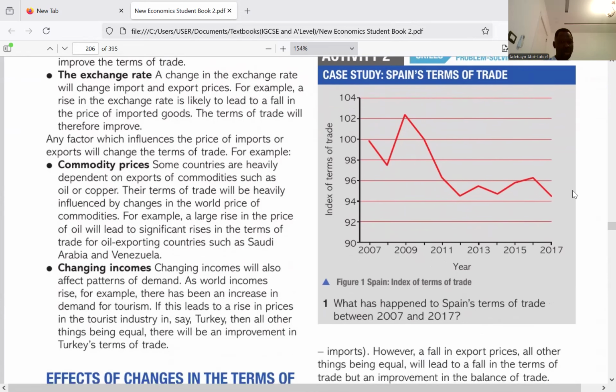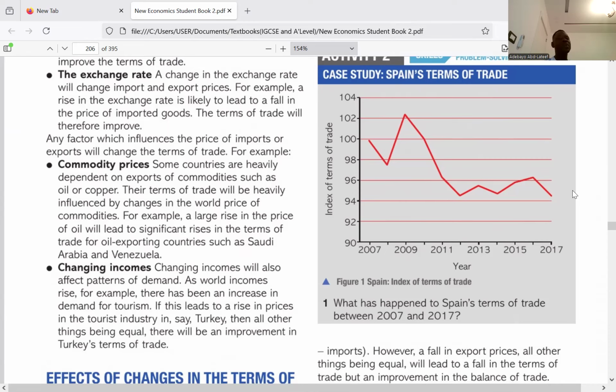For example, commodity prices. Some countries are heavily dependent on the export of commodities such as oil and copper. Their terms of trade will be heavily influenced by changes in the world price of commodities. For example, a large rise in the price of oil will lead to a significant rise in the terms of trade for oil exporting countries such as Saudi Arabia and Venezuela. So whatever happens to the price of imports or exports will affect the terms of trade.